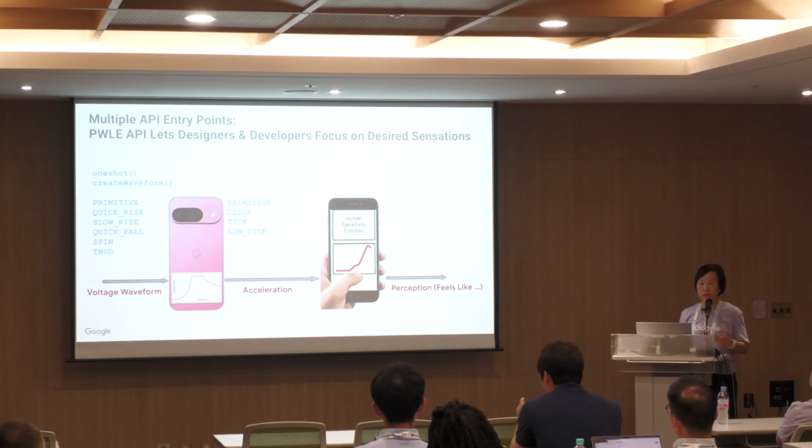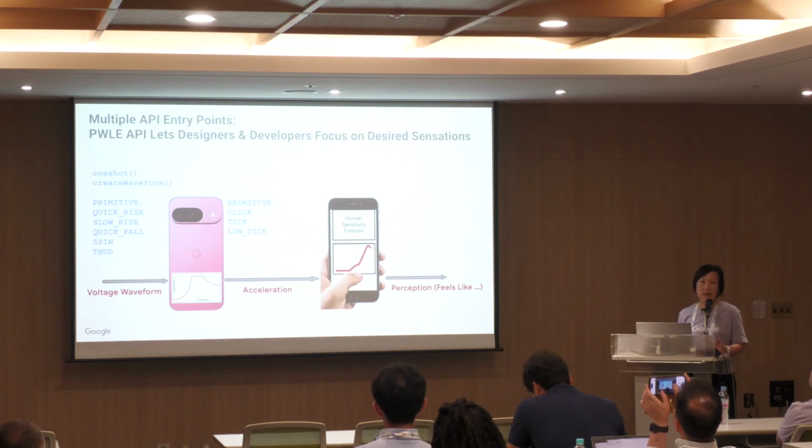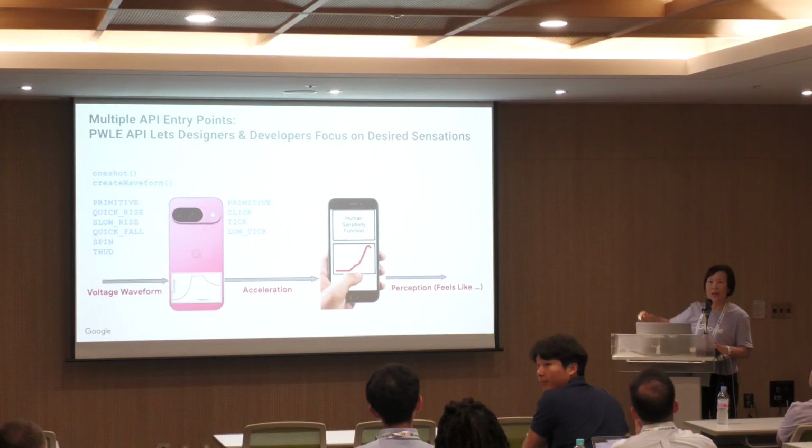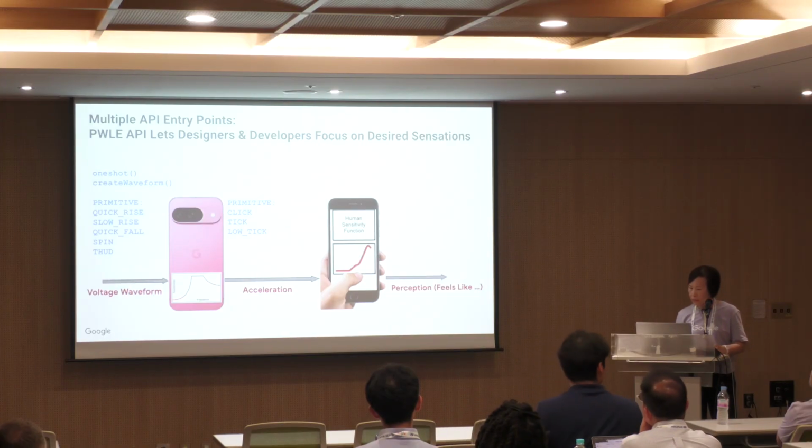The additional 3 primitives, which we call the short primitives, are click, tick, and low tick, and they are actually implemented based on the acceleration profile on Pixel phones. So that's why I put them above acceleration.